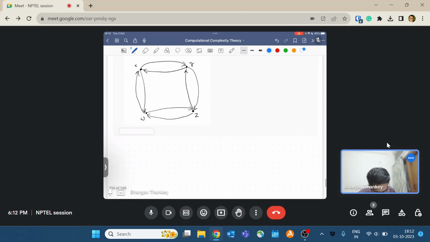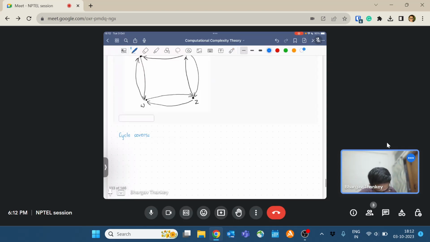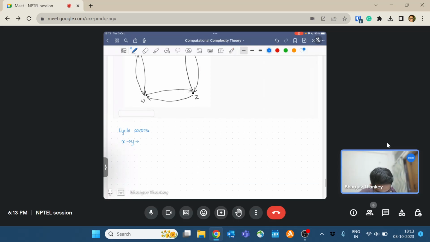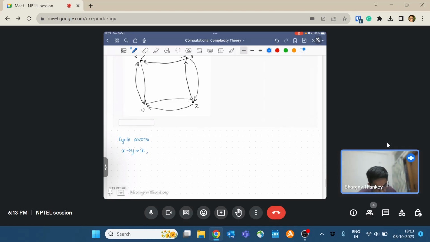If we start from X, we have two possibilities. We can take either this edge or this edge. So let's first take the XY edge. So we get X to Y. From Y, we have two possibilities, going back to X or going to Z. So let's go to X. So this is one cycle in the cover.